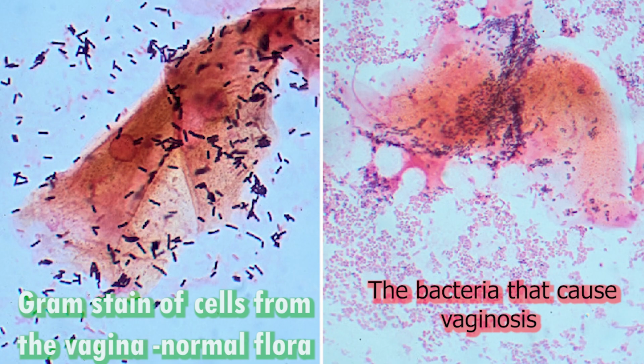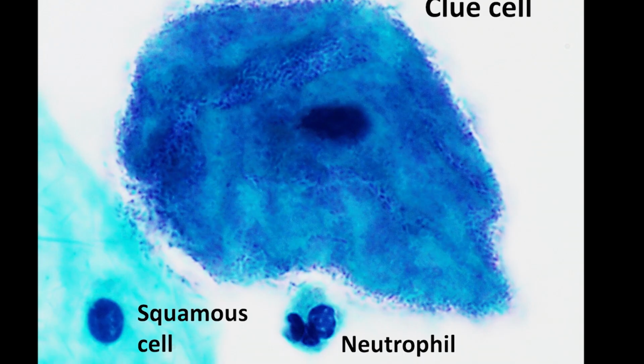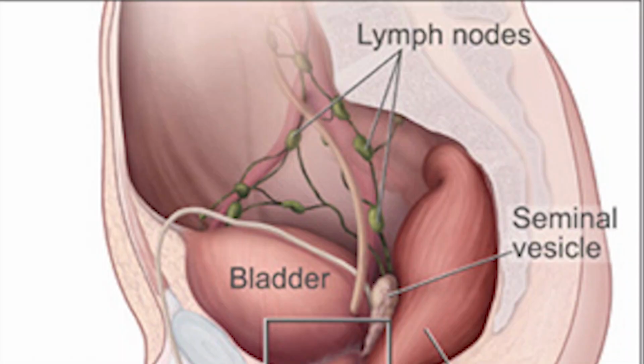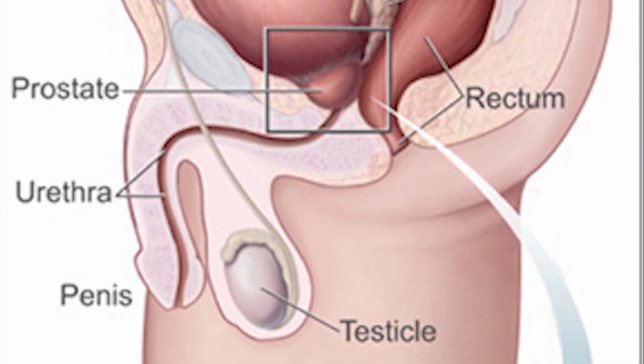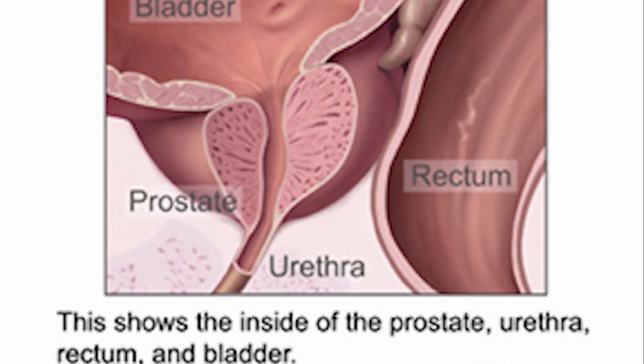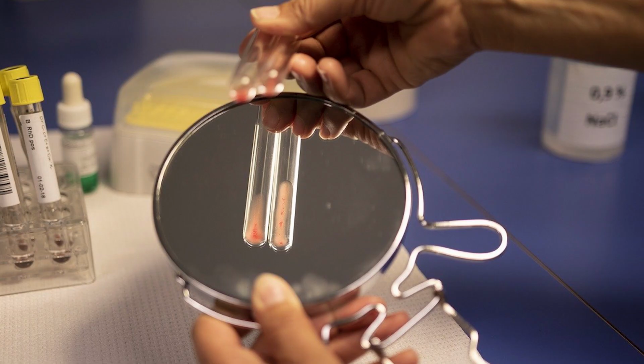Vaginal swab, gram stain for bacterial vaginosis, especially WBC, gram-positive rods indicative of Lactobacillus, and curved gram-negative rods indicative of Mobiluncus species. For prostate swabs, gram stain is normally done. Again, blood agar, chocolate agar, MacConkey agar, Thayer-Martin agar, Columbia agar with colistin and nalidixic acid are used.